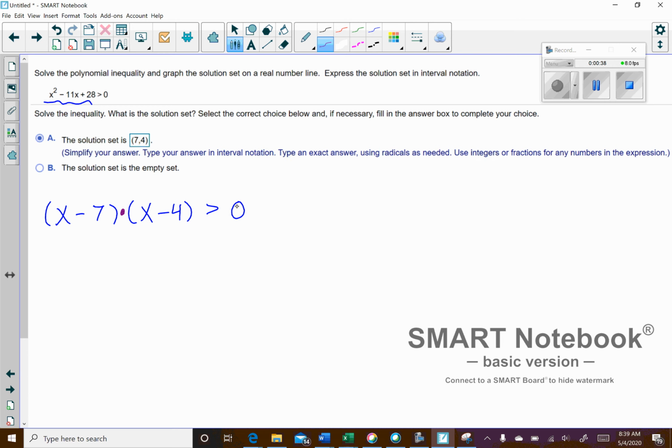So what I like to do is make a little number line right here, and the solutions to these right here are 7 and 4. Those are the solutions to the factors, right? And so I'm going to go ahead and put a 4 here and put a 7 here. And then what you want to do is test points between and beyond the solutions to the factors. So 0 is always an easy one to test.